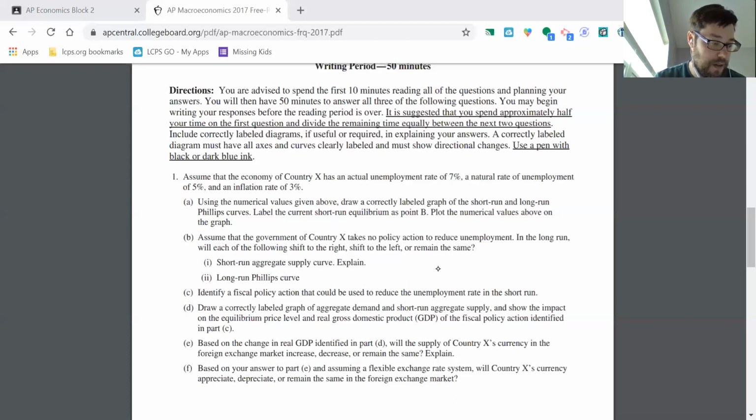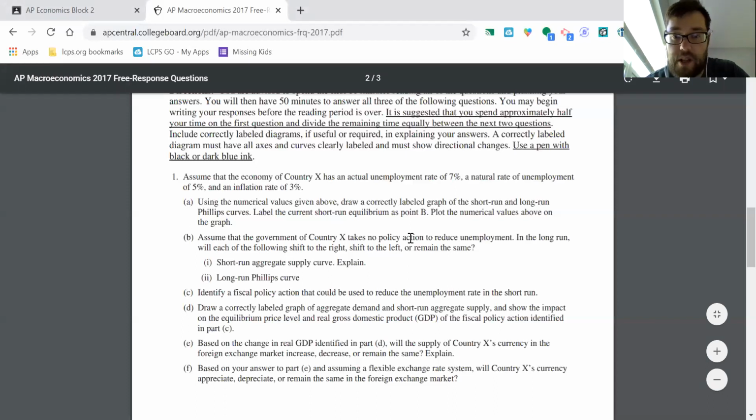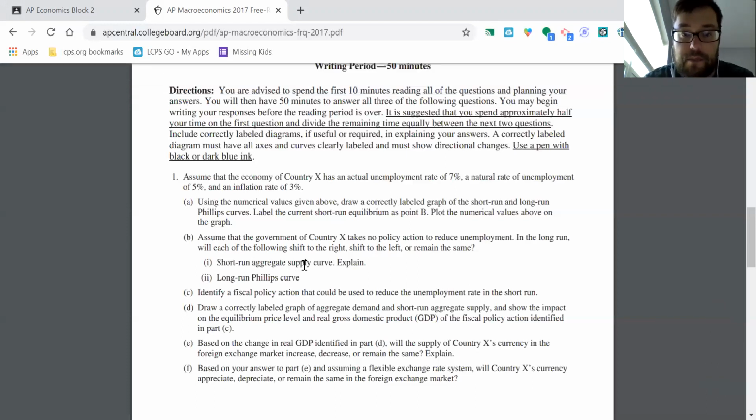Part B, again, so they asked about, in this case, if there were no government intervention. So you almost have to think about the ADAS model here, and what's going on, because they ask about, okay, what's going to happen? Actually, well, let's just go back. Okay, country X takes no policy action to reduce unemployment. In the long run, will each of the following shift to the right, shift to the left, or remain the same? And then they want to know about the short run aggregate supply curve. Okay. So we're going to make that connection, right?